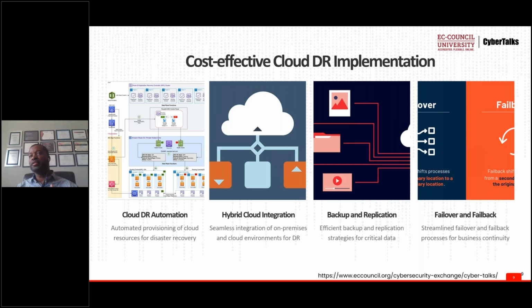just as importantly, returning to your original environment once the system stabilizes. And this helps to reduce downtime and maintain your business continuity. Each of these pillars plays a role in driving smarter, more sustainable disaster recovery without compromising performance or overspending.